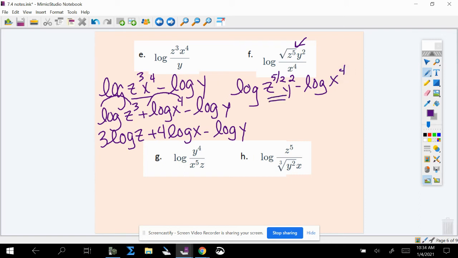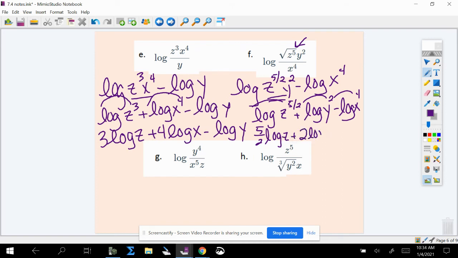I'm going to pull apart the multiplication. So I'm going to have the log of z to the 5 halves plus the log of y squared, and then minus the log of x to the fourth. And then finally, I have a whole bunch of powers. Every single term has a power that comes in front. So I get 5 halves log z plus 2 log y minus 4 log x. So if you look at this, you have 3 variables. You know that when you're done, you're going to have 3 terms because you're going to have a log of z term, a log of y term, and a log of x term.